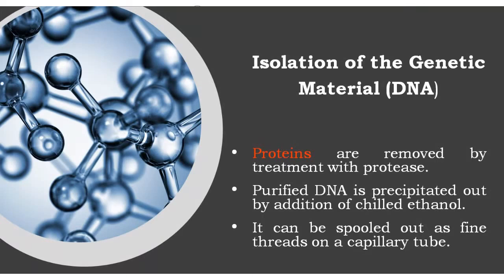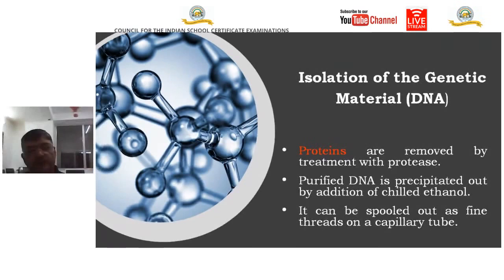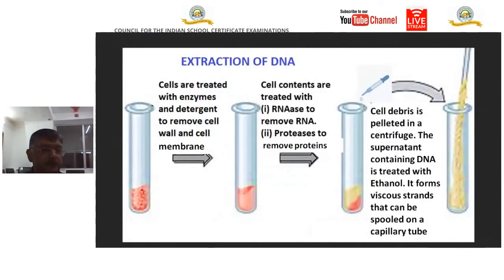This DNA comes out in the form of fibers, and these fibers are spooled out as fine threads by using a fine capillary tube. Keep on rolling the capillary tube into the mixture. The DNA will wrap around it. It will all come out as a mass, a white fibrous mass. So as we did earlier, here also the entire process we are going to represent diagrammatically to make it more precise.